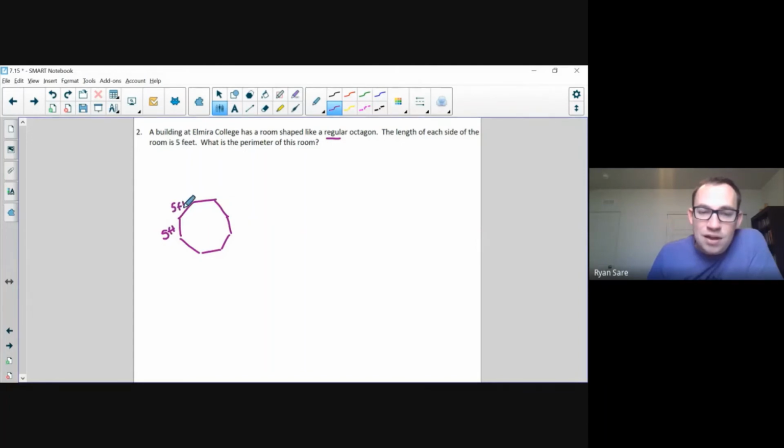And I can go and label all these side lengths. It takes a little bit of time. I'll try to do it fast. How fast can Mr. Sayre do it? And still be able to read it? That's a whole nother question.